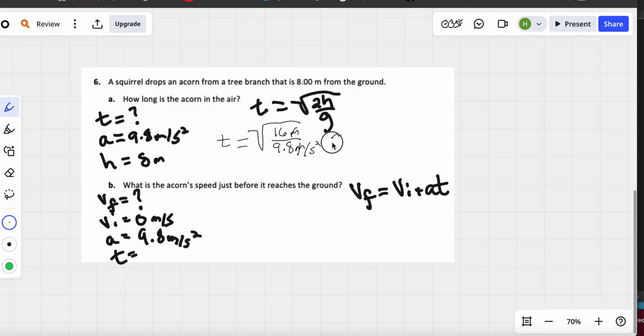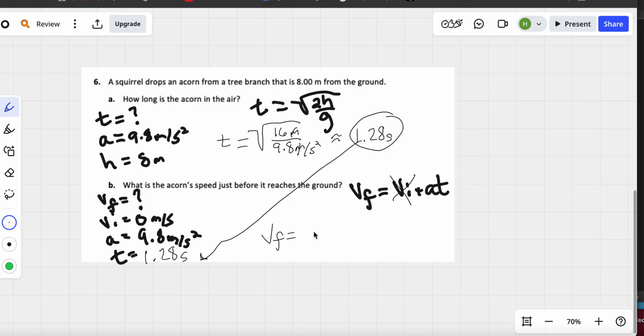And what we come up with is just about 1.28 seconds. And so I'm going to take this value and put it down here. Okay, so 1.28 seconds. And now I can do this problem here. What is the acorn's speed just before it reaches the ground? Well, it's VF equals AT, because there's no initial velocity in this problem. It starts from rest, and then the squirrel drops the acorn, and then it speeds up as it heads toward the ground.